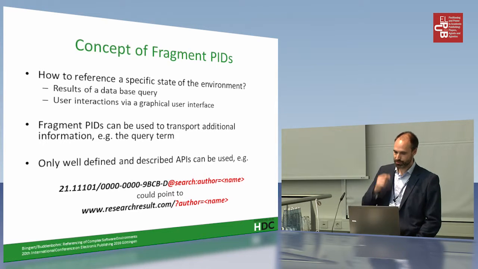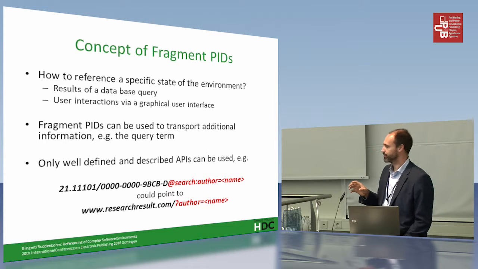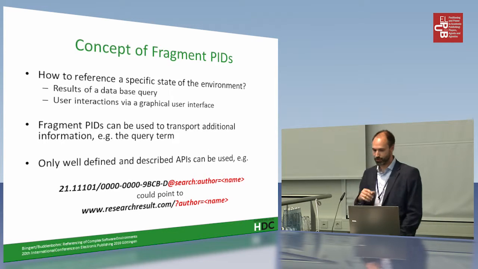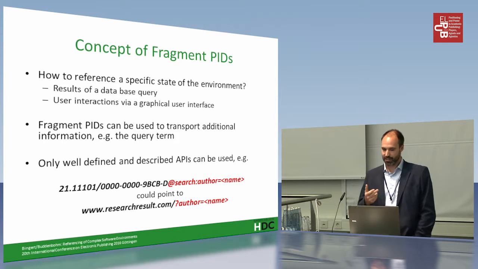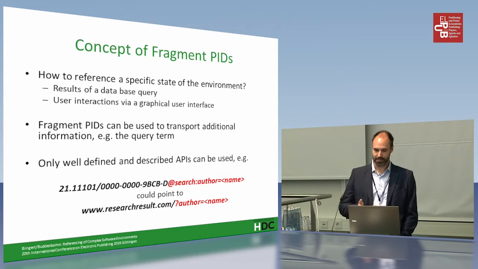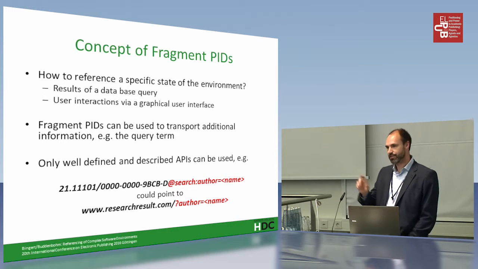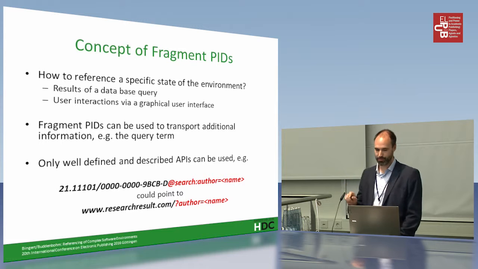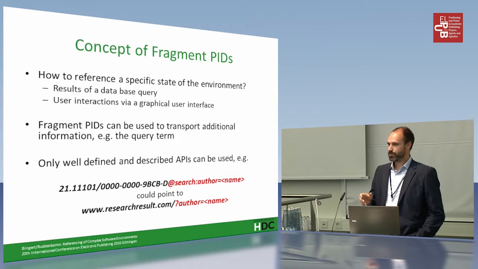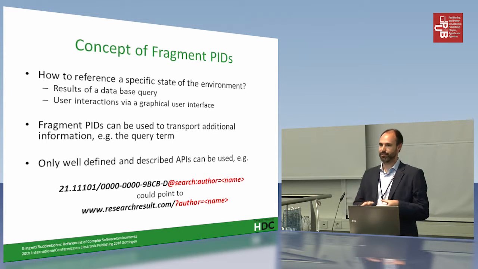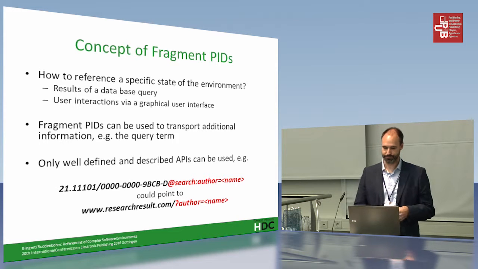Fragment PIDs should be used to actually cite a specific state of a CSE. But what is a specific state? It's really hard to grasp, because it can be a search query of a database, it can be some kind of extension to a URL, it can be the user action interactions in a web browser, and it can actually be the full physical state of the virtual machine in our infrastructure.